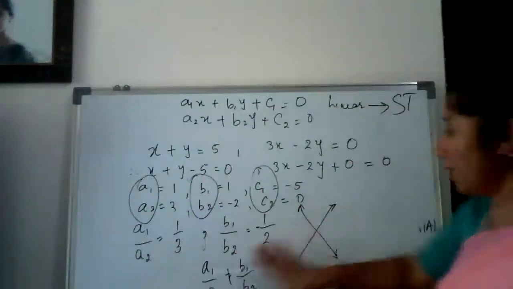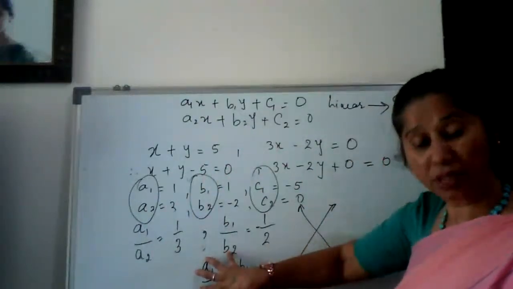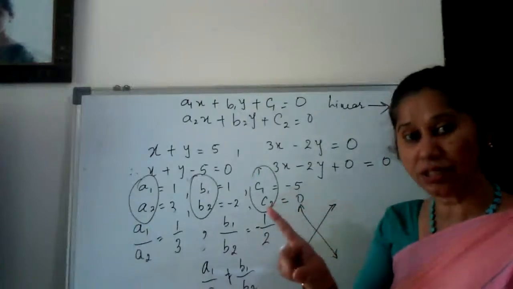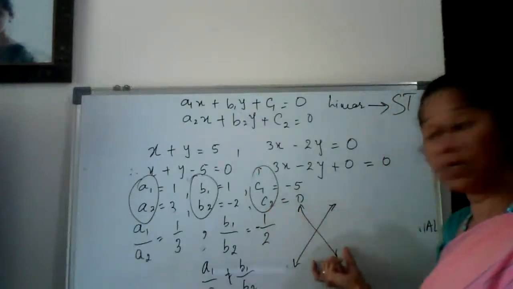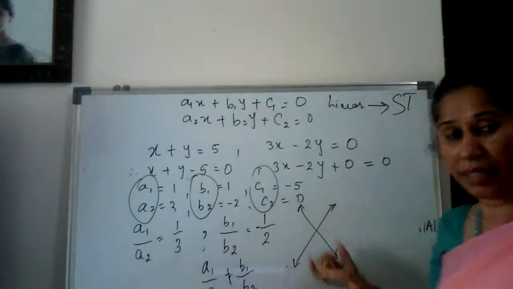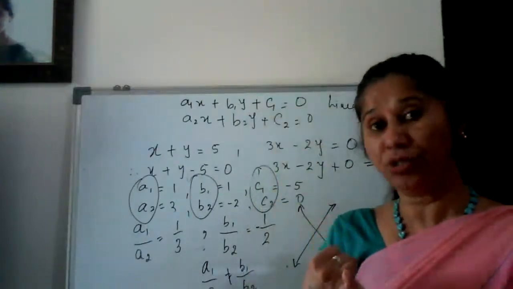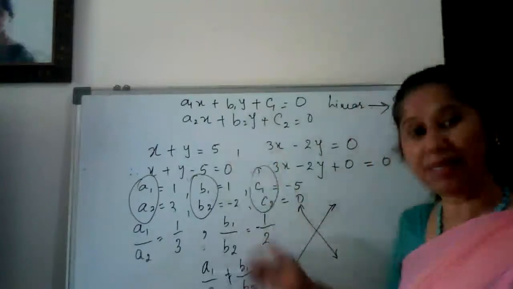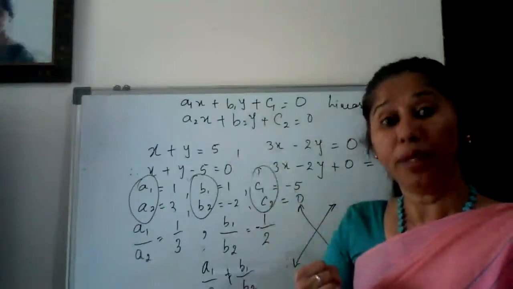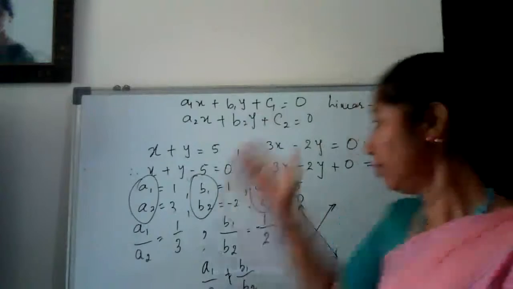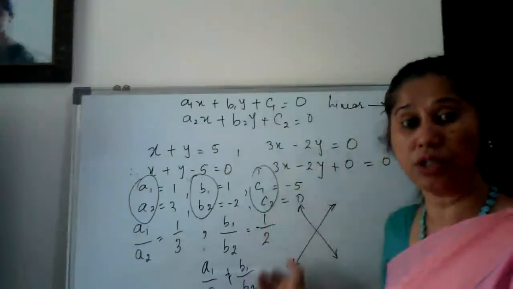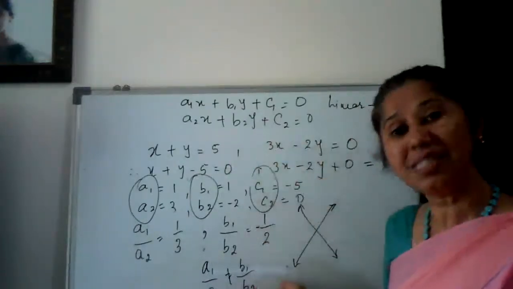So let's see what that is. When you get a unique solution, we call it a consistent solution, and the graph is always intersecting lines. If they ask you to verify whether the solution is consistent or not, use the same method. Find out whether we get a unique solution or not. So you have to do the same method.